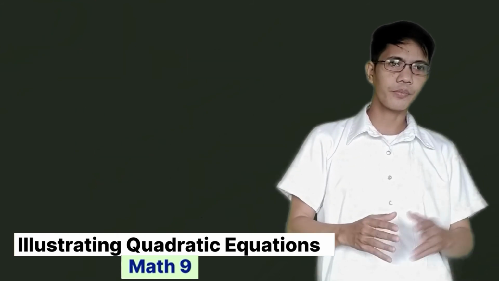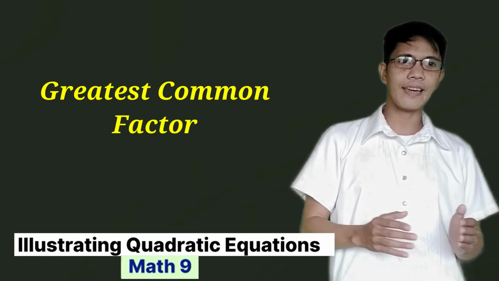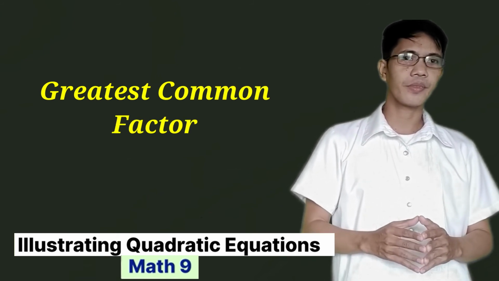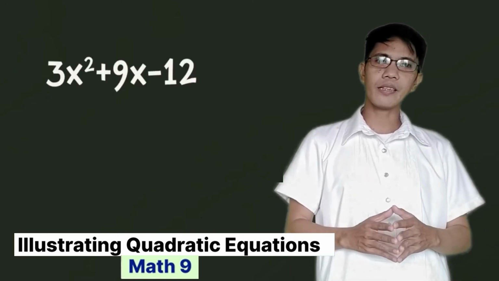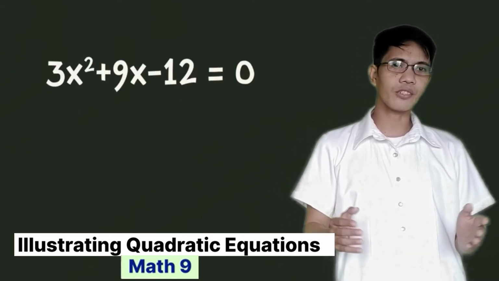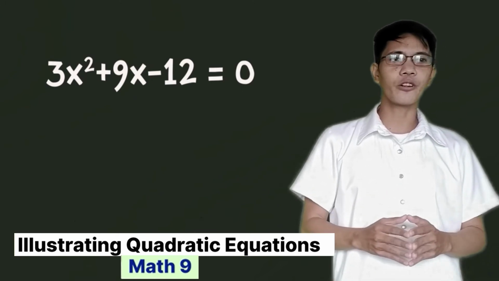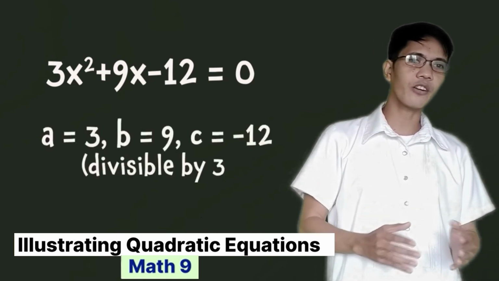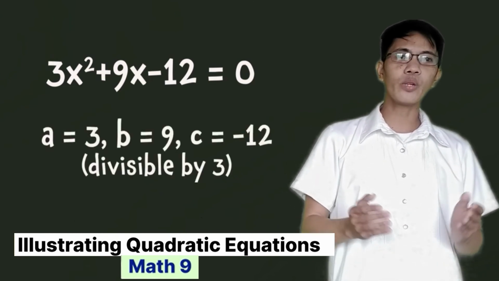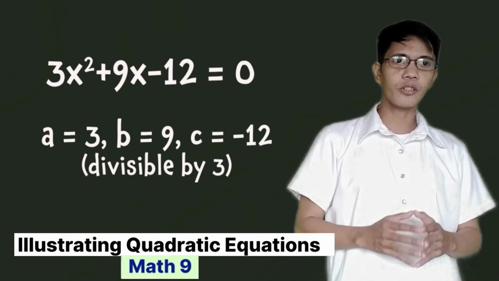Case number 2. Considering the greatest common factor or the GCF of the coefficients. Example, 3x squared plus 9x minus 12 equals 0. Although the equation is in standard form, the values of a, b, and c respectively are all divisible by 3, which is their GCF or the greatest common factor.